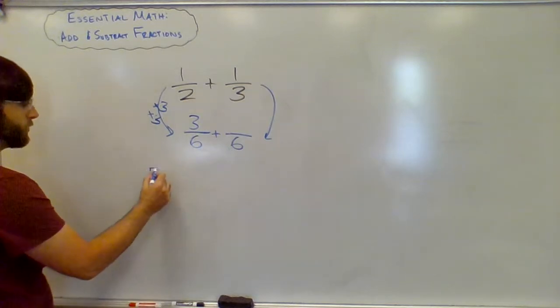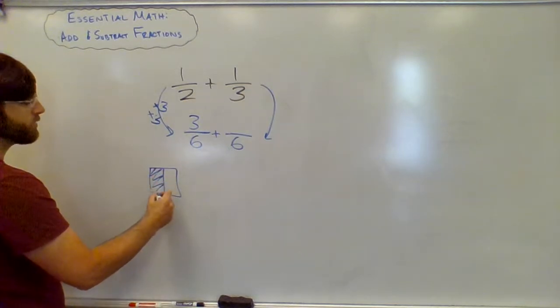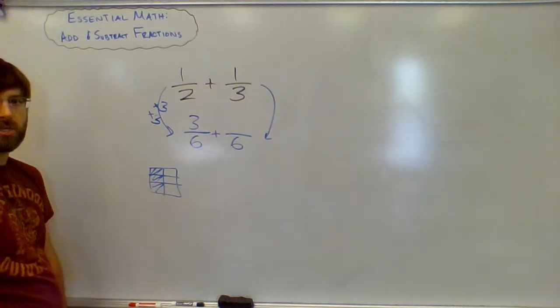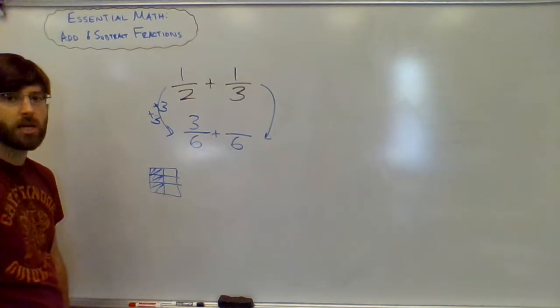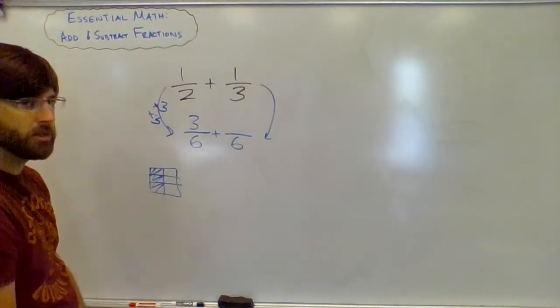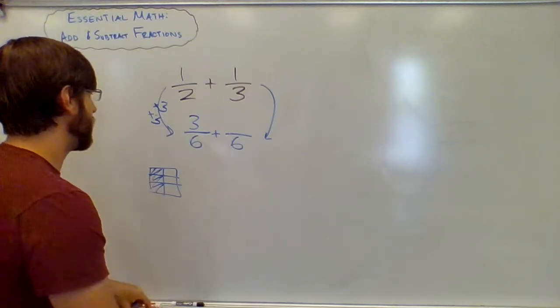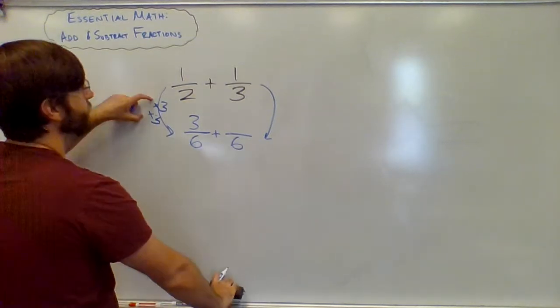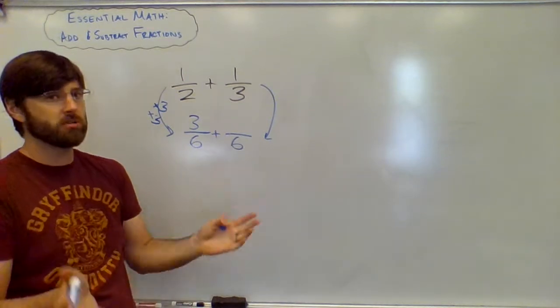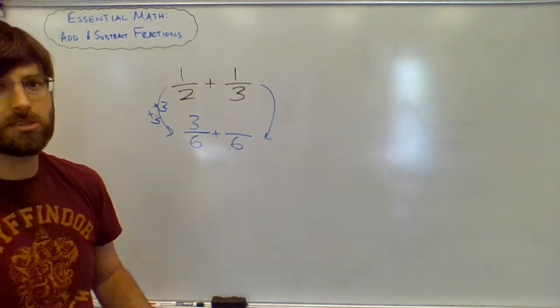Just as a quick review, I'm going to prove to you that that is true. There's a 1/2, and there are 3/6. It's the same amount of cake in my stomach. So that's 1/2 becoming 3/6 in a picture there. So that's why that works. As long as you multiply the top and the bottom by the same number, you get an equivalent fraction. You don't change the value. You're just changing how that cake has been sliced.